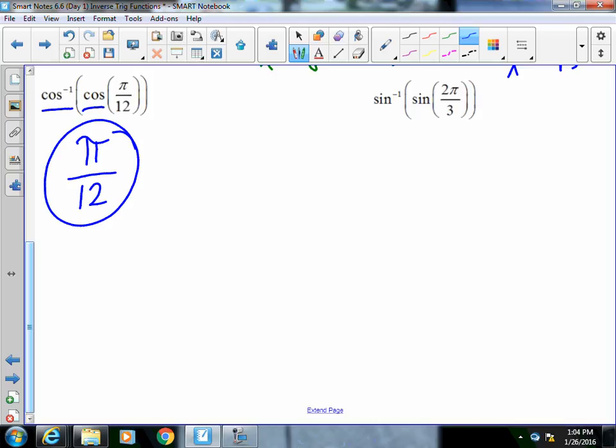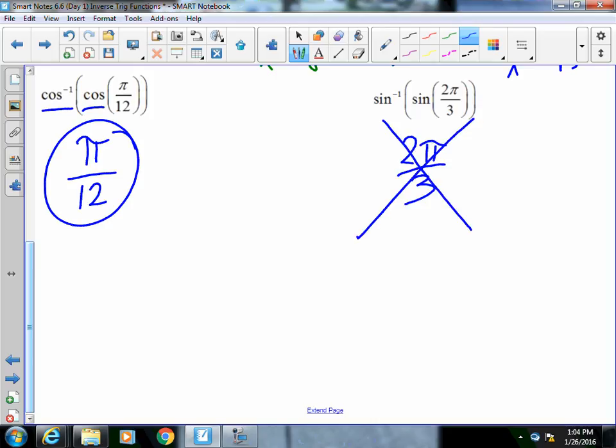may or may not be in the correct quadrants. If you think back to the previous page, inverse sine must give us answers in quadrant 1 or 4. Well, 2 pi over 3 is in quadrant 2. So my gut would say 2 pi over 3, but it's not going to work because it's not in the correct quadrants.